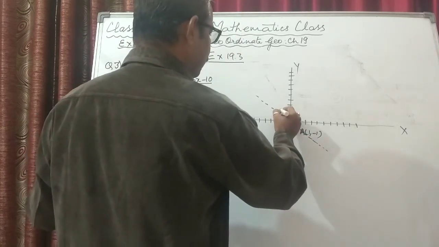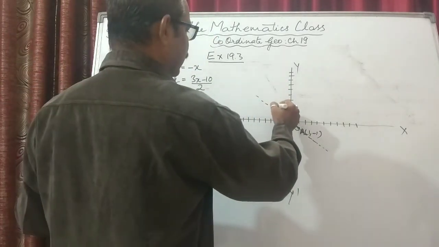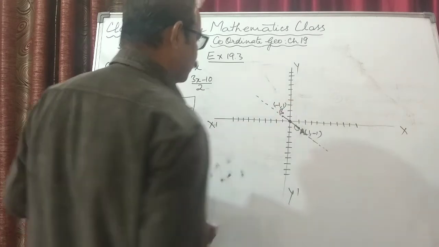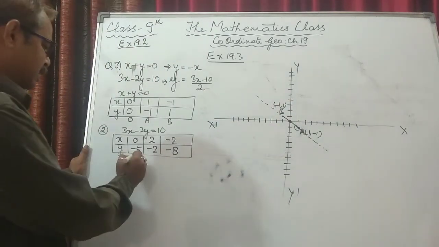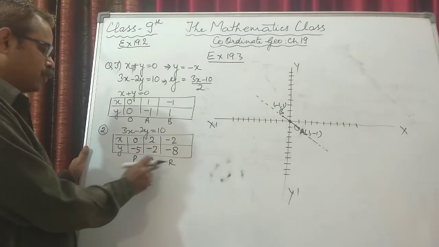This is my point B. B is mentioned by minus 1 comma 1. I am writing minus 1 comma 1 is your point B. Then let us say this is P, Q. This point P, point Q, point R.